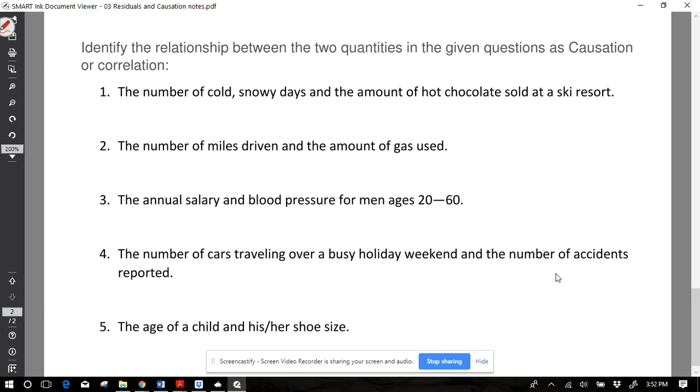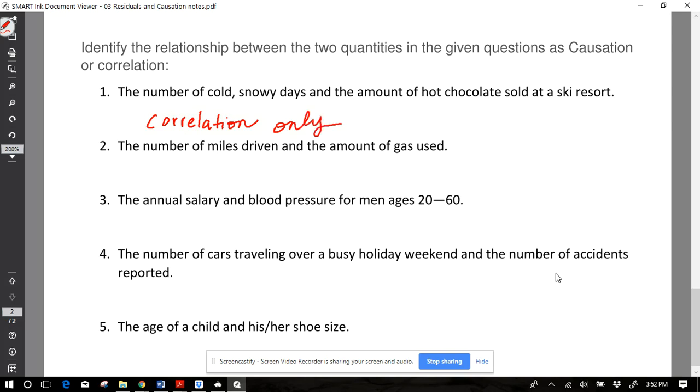Okay, so the number of cold, snowy days and the amount of hot chocolate sold at a ski resort. Would this be considered correlation? And the answer is yes. All of them have a correlation. All right. But can you determine causation from this? Can you prove that because it's cold outside, that is the only reason that the amount of hot chocolate sold is increasing? And the answer to that is no, you cannot prove that.